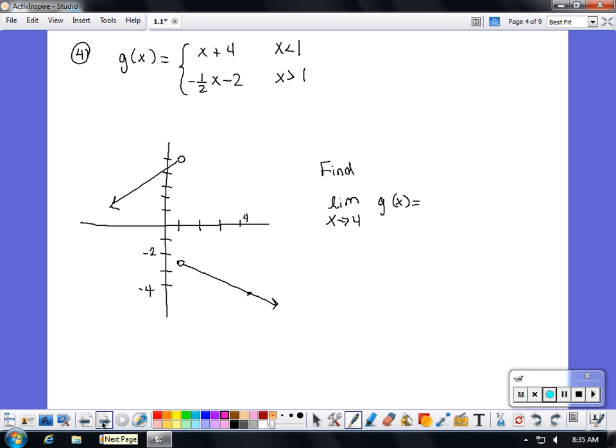The limit as x approaches 4. So here's x equals 4. And the left and the right side, it looks like I'm off a little bit, hit the same number. The y coordinate there is negative 4.